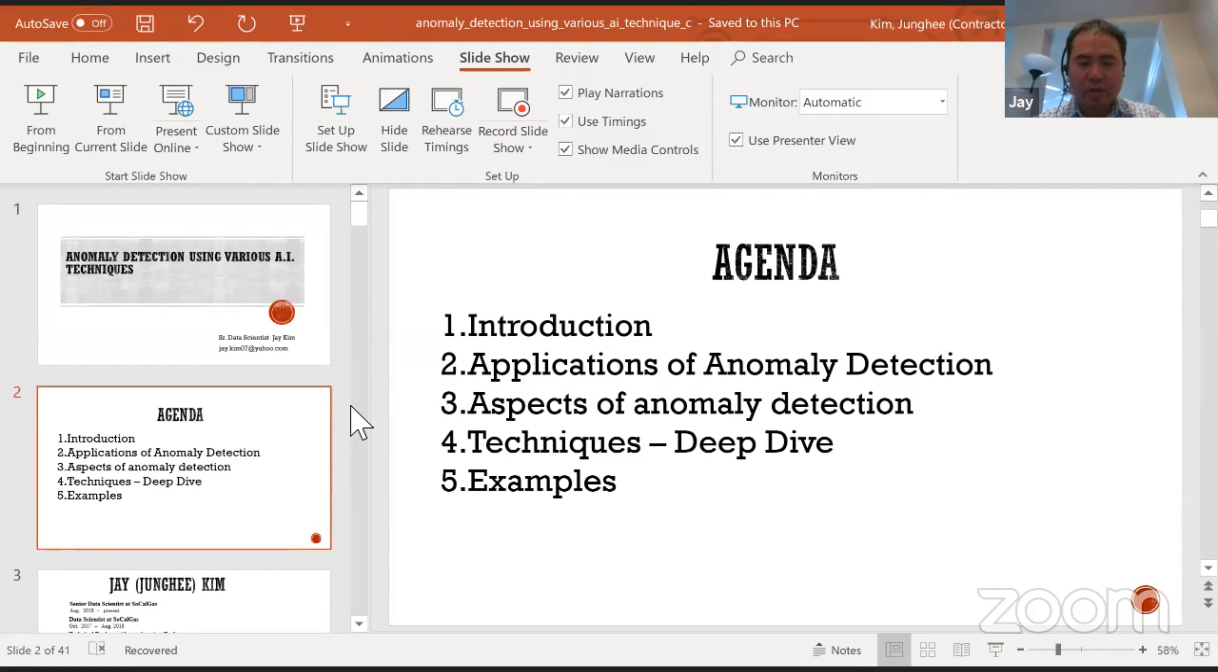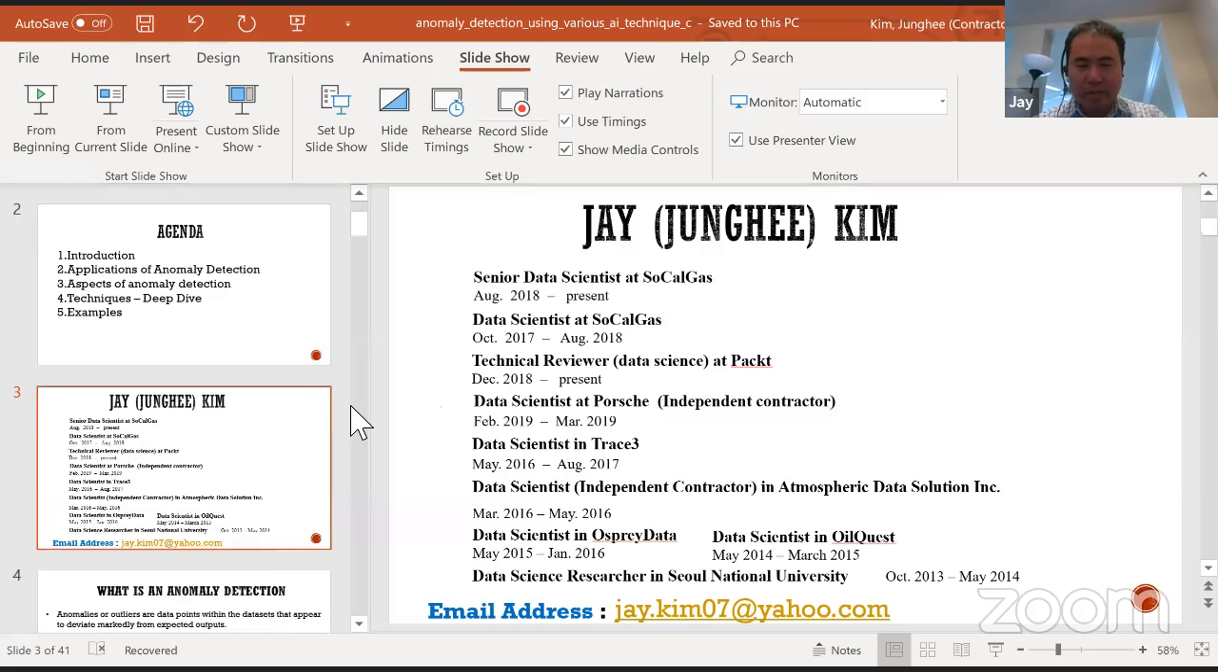Today I will talk about the introduction first, and then the applications, and what kind of things we want to detect, what can actually be an anomaly, and then finally I will talk about the techniques. I will talk about some technical stuff here, so it might be a little bit boring, but I will try to make it easier. Then I will give some examples of use cases, and we will finish the talk there. So before we start, this is me.